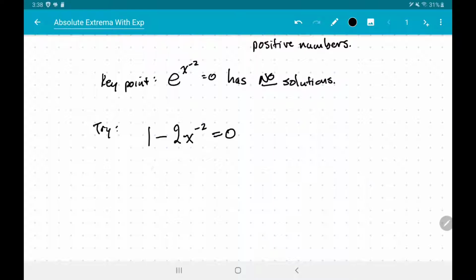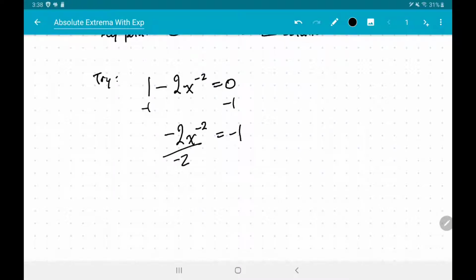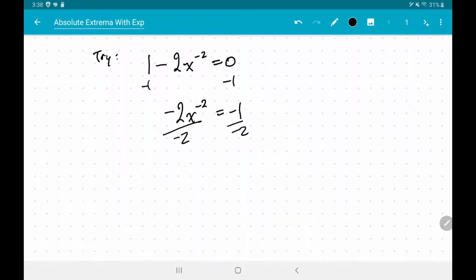Okay, first operation we need to undo is this 1, which is effectively added in. So let's subtract 1. That leaves negative 2x to the negative 2 equals negative 1. Now we should divide by negative 2. That will leave us with x to the negative 2 equals, and here I can, let me stick to this brighter color, I can do a double negative simplification and be left with 1/2.